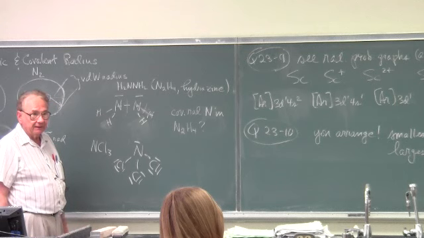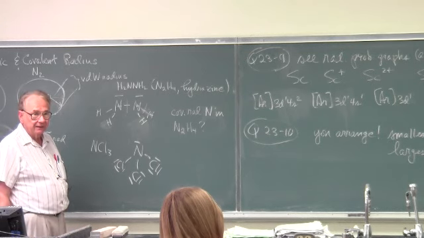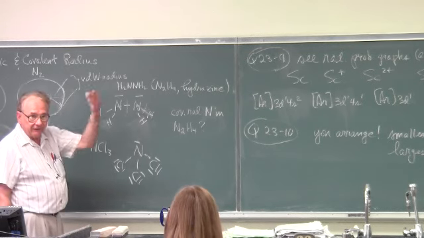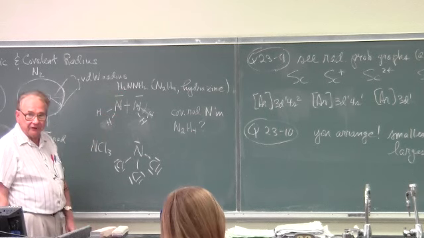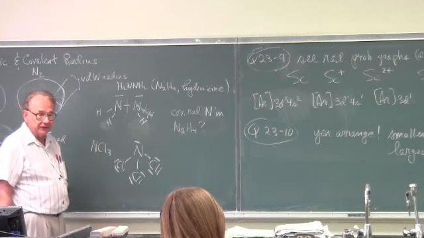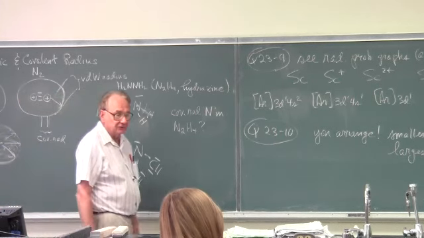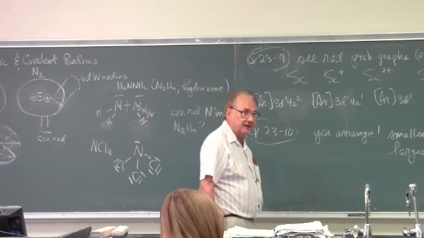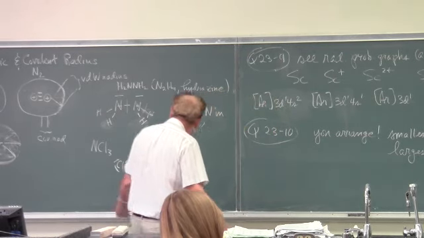Which one's bigger, chlorine or nitrogen? Remember when we go from period to period, we observe for A family atoms a significant increase in size? Chlorine's in period 3, nitrogen in period 2. So we should well expect chlorine to be a good deal larger than nitrogen.